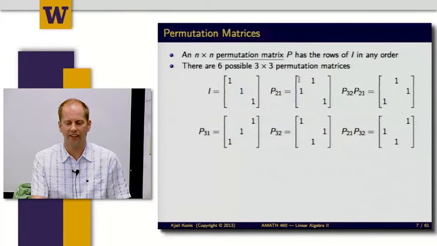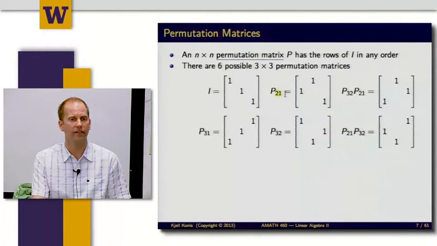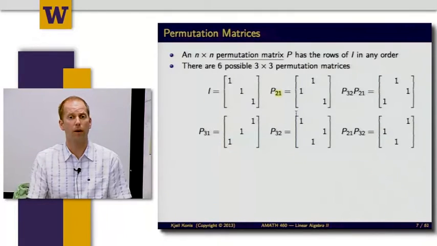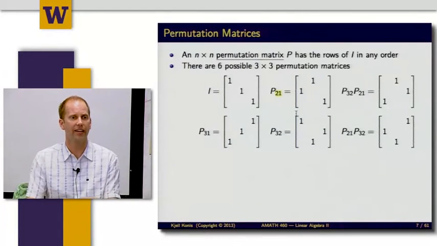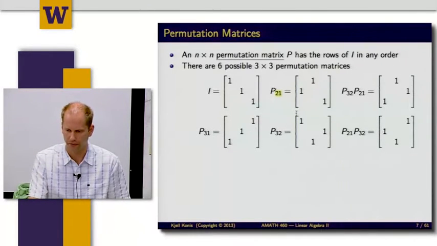And the other interesting thing that some of these have is if I multiply P21 by P21, so this is the matrix that swaps the first 2 rows, if I do that again, I would get my original matrix back. So that means that P21 is its own inverse. So it swaps row 1 and 2, but if I do that again, it puts what was originally row 1 back in row 1, and what was originally row 2 back in row 2.